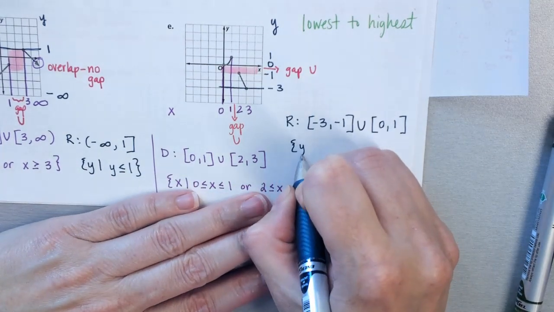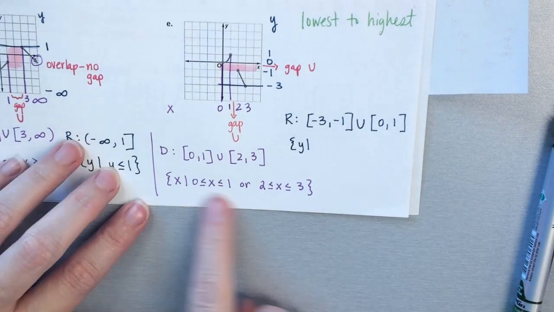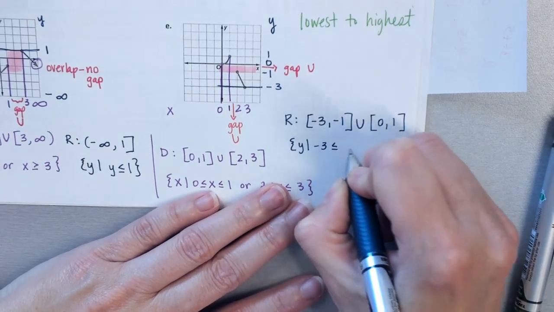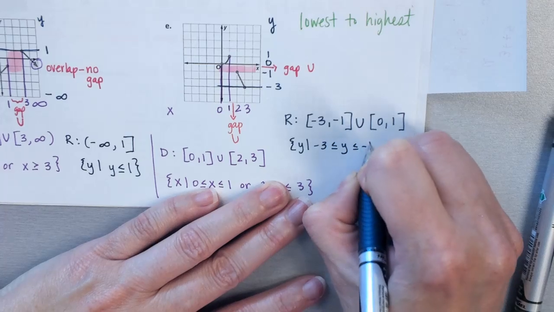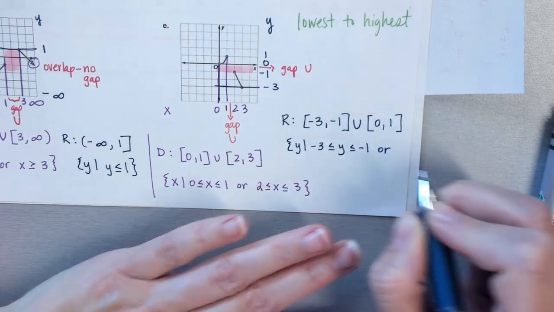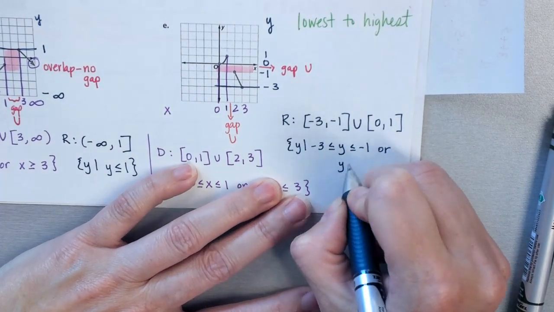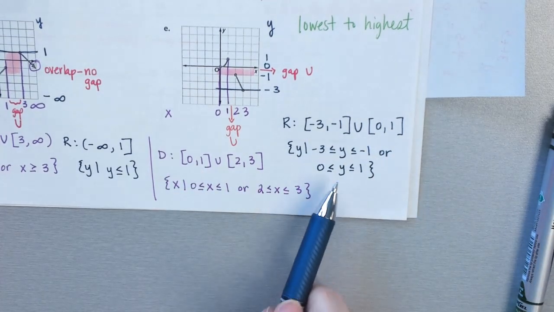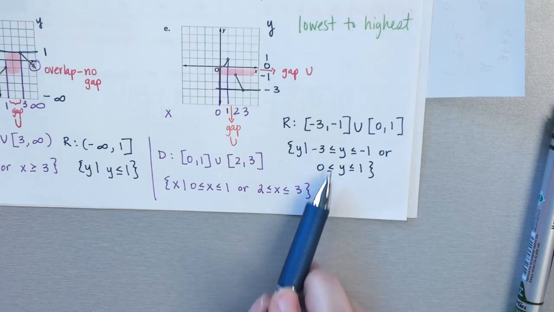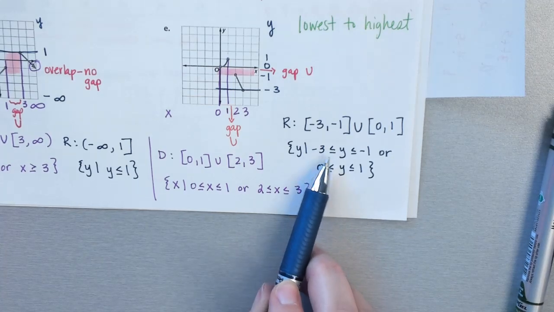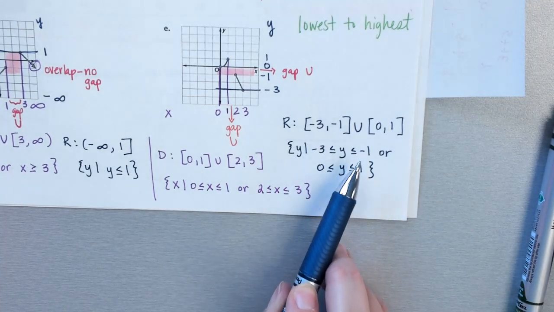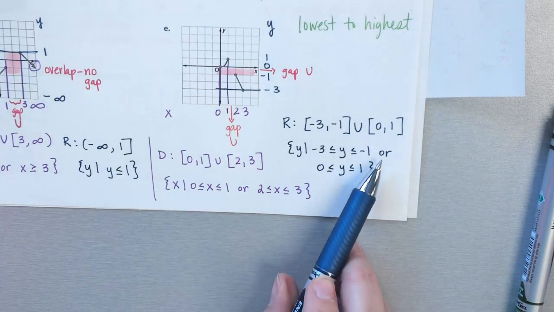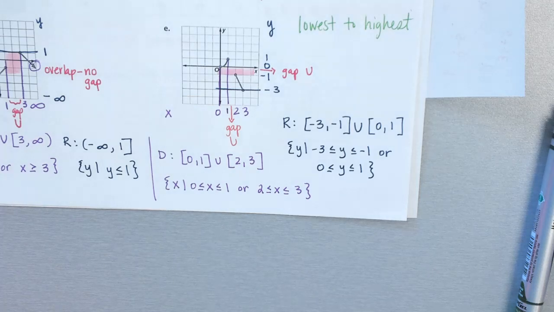And then this is going to be y such that, and then again, you'll have these compound inequalities. So this is saying that y is between -3 and -1, or y is between 0 and 1. The reason why you need the or is because these can't happen at the same time. There's no number that's in between -3 and -1 and simultaneously between 0 and 1. So you need the or to connect them.